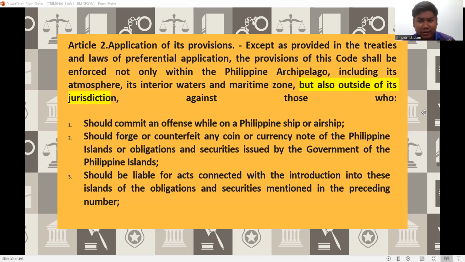So if you commit a crime inside a Philippine ship or a Philippine airplane, either PAL or Cebu Pac or AirAsia, I don't know if AirAsia is of Philippine registry, but let's just assume that it's a Philippine registry, then we will assume jurisdiction. Why? Because the Revised Penal Code can have jurisdiction over you, since it falls under the exception because you committed a crime while inside a Philippine airship.